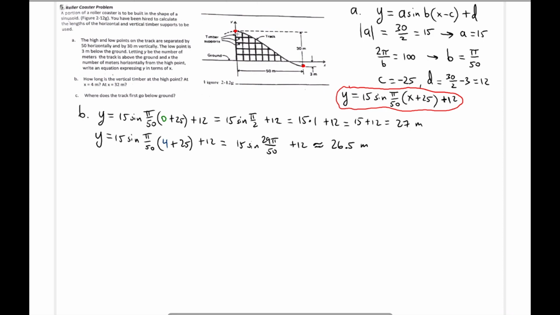Okay, now notice it makes sense, because 4 meters to the right of that x value of 0, notice that there's a decline, right? There's a decrease in height. So it makes sense that it's not going to be the highest point. Now it's going to be lower than that and not higher than that, right? So it should make sense that it's 26.5 relative to 27 because you have a decline.